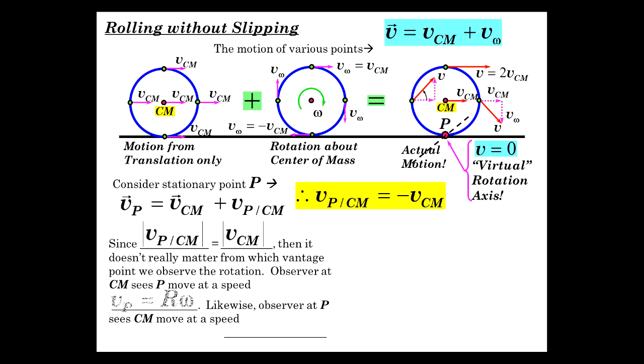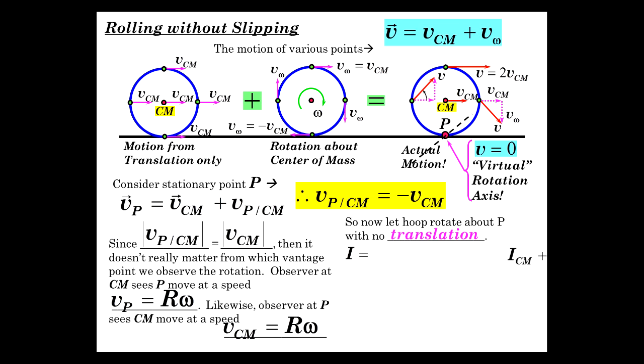If you're at the center mass, you see P moving at a speed r omega. But an observer at P, observing the center mass, sees it moving at r omega. Just the reverse roles here. So consider the hoop rotating about P now with no translation. All right, so we're not translating, which means we're completely spinning it around this point. Now the moment of inertia is the moment of inertia of the center mass plus mr squared, because we are r away from the center mass.